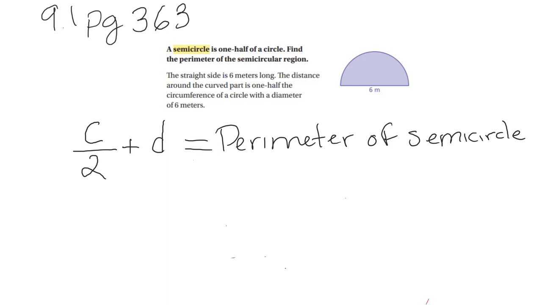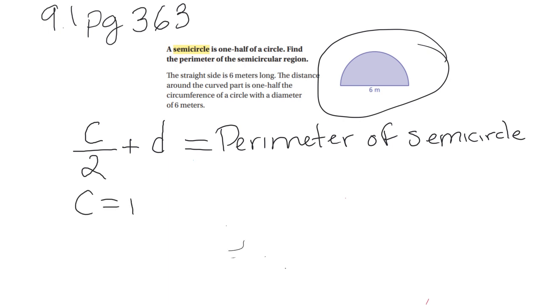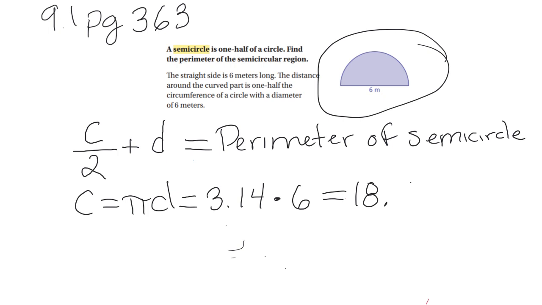First, let's figure out, for this semicircle right here, what is the perimeter? First, let's figure out the circumference of that circle. We have the diameter. So remember, circumference equals pi times the diameter, which here is 3.14 times 6. That would give us about 18.84.